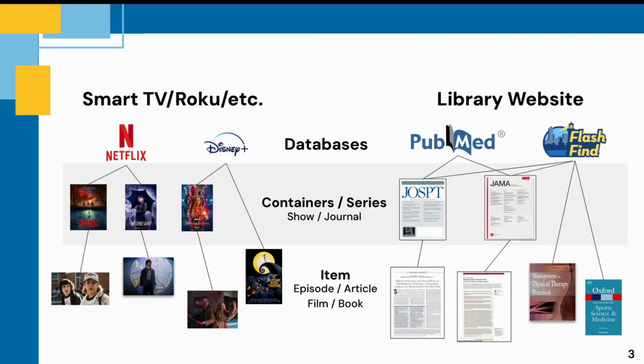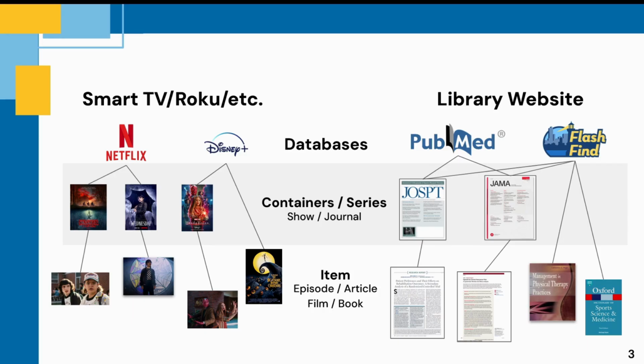FlashFind is structured so that a researcher can search for needed information across various containers or resource types. In this example, the library's digital resources are compared to smart TVs or Rokus. In libraries, we use the term database, which is an organized collection of information and/or data. In this example, a database is compared to a specific streaming channel, such as Netflix or Disney+.